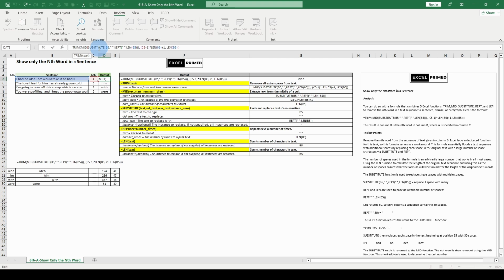We've got this text, F9. We have this SUBSTITUTE, B5. We substitute the spaces with repeats. Repeat means we're going to fill in all these blanks with LEN B5. That means 41 times. We're going to put 41 spaces before a number.